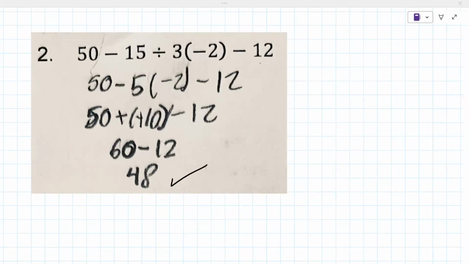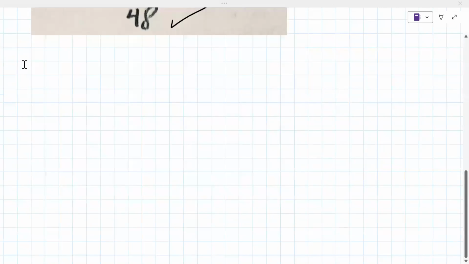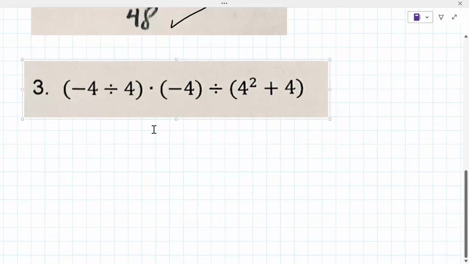Do you want to try the last one here, number 3, the simplified expressions? These are pretty tough. Sure, I might need a little bit of help with that one. Let's talk about what to do. You always go to parentheses first. So it's really like 3 separate problems here. Let's do the one on the left. -4 divided by 4.